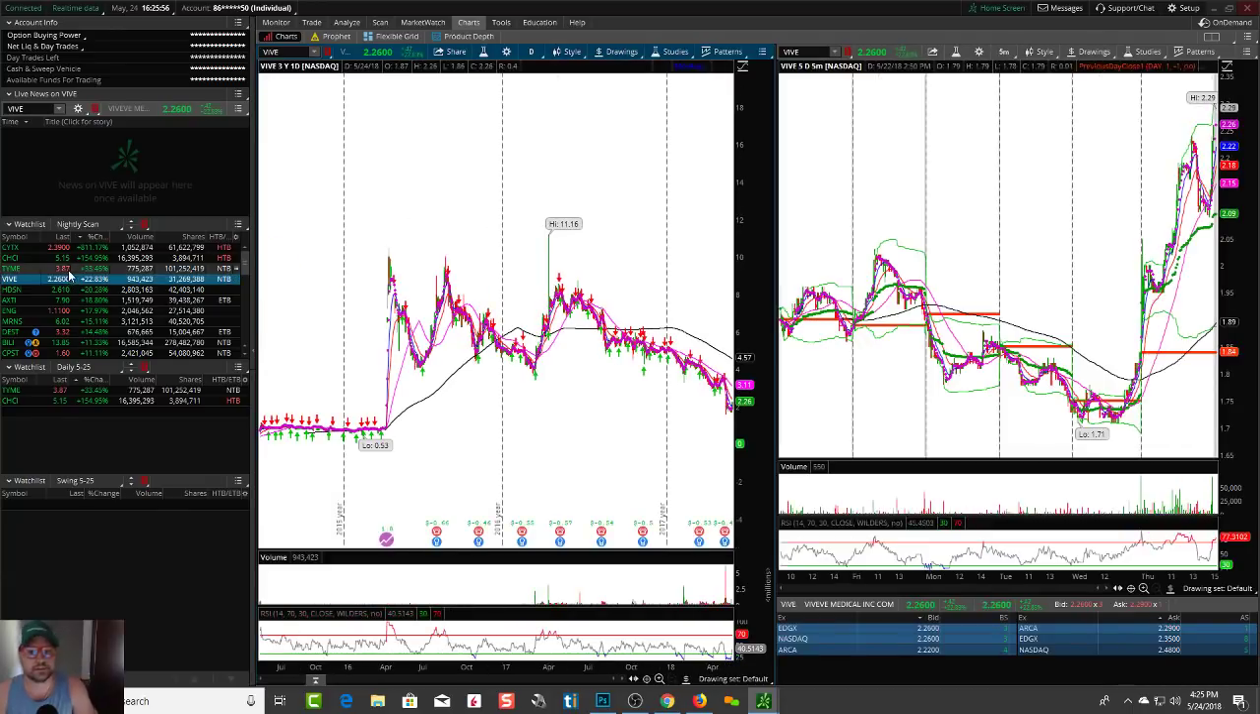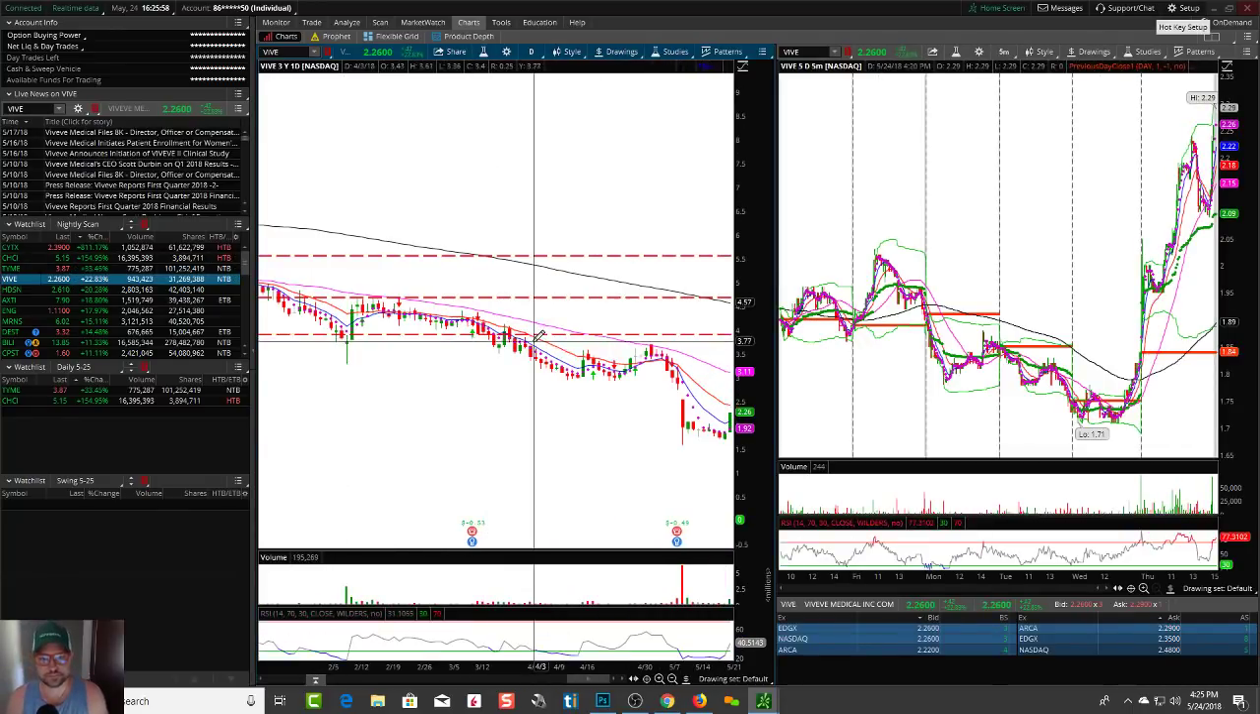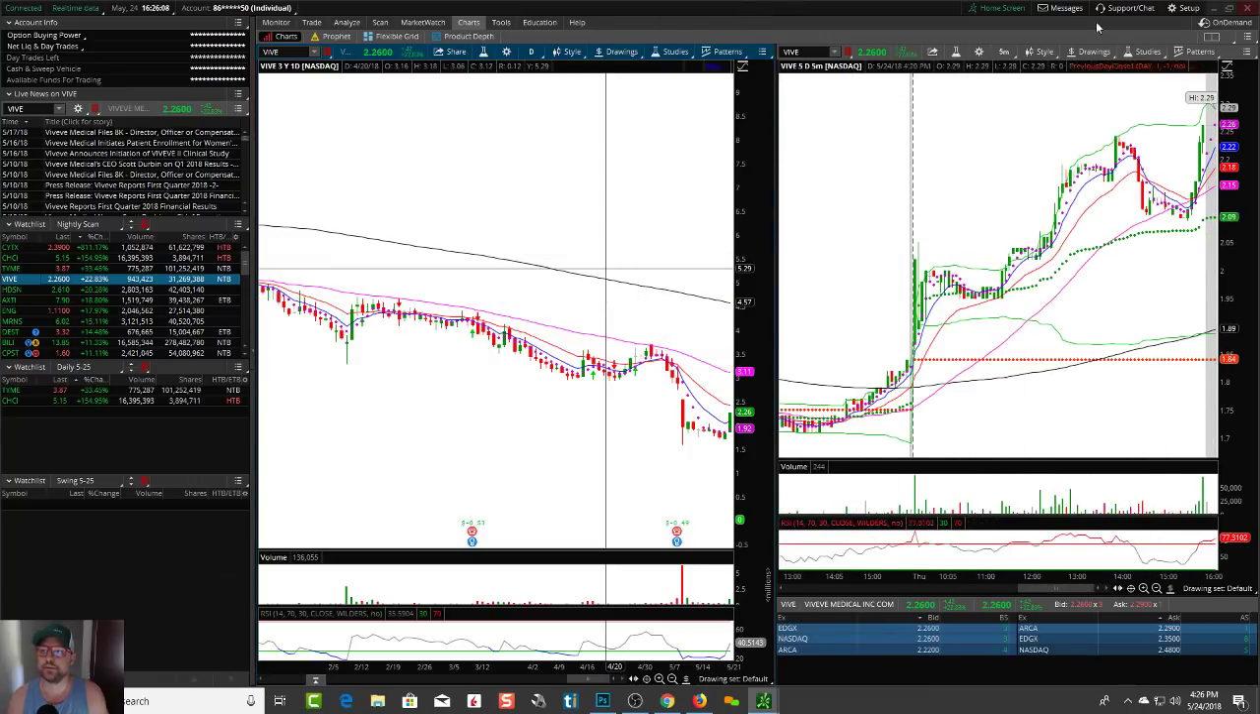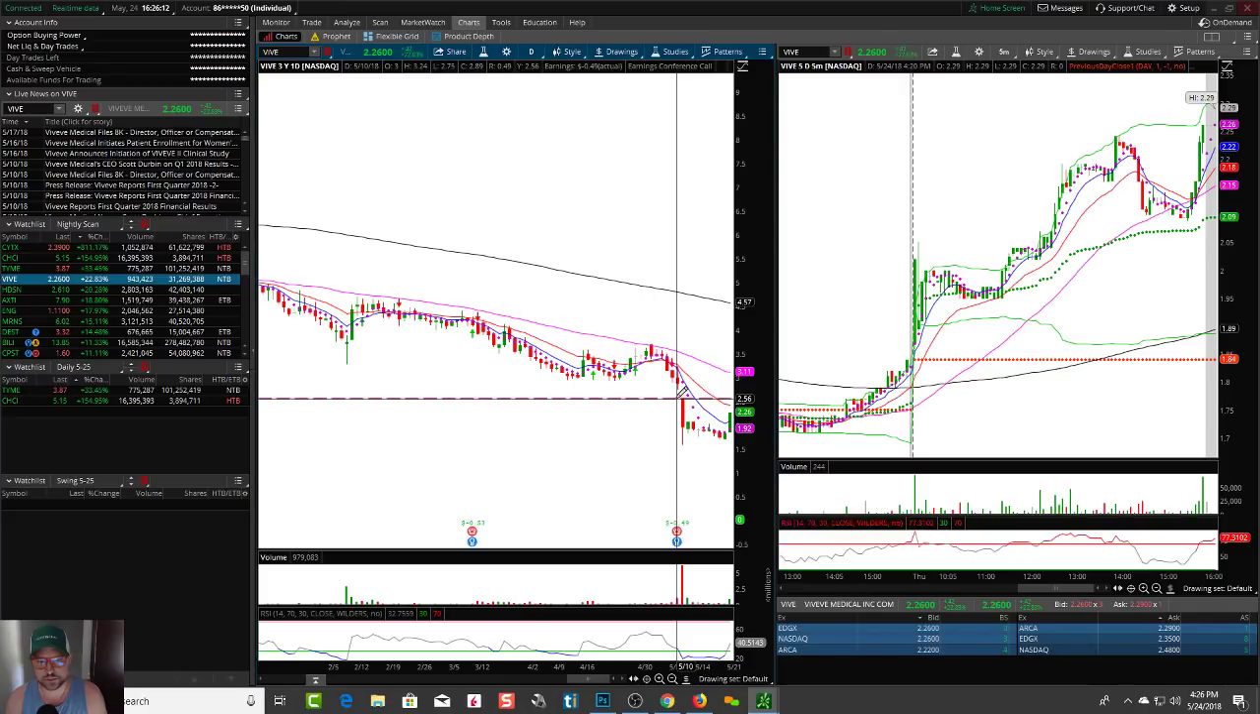All right. Let's take a look at VIVE. 250 to 274. It's holding its highs, which we like to see. You can see a gap between 256 and 274. You can see there's resistance just below that on the 20 EMA right here. So you have a 256 to 274 hour range.